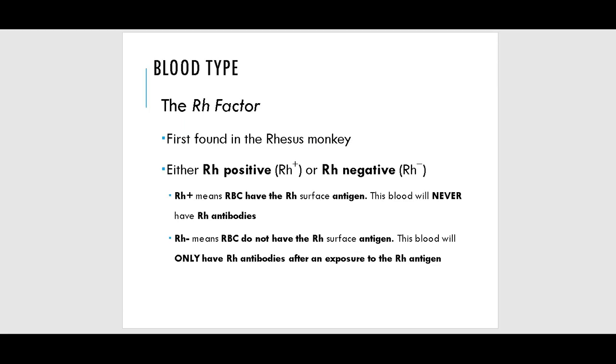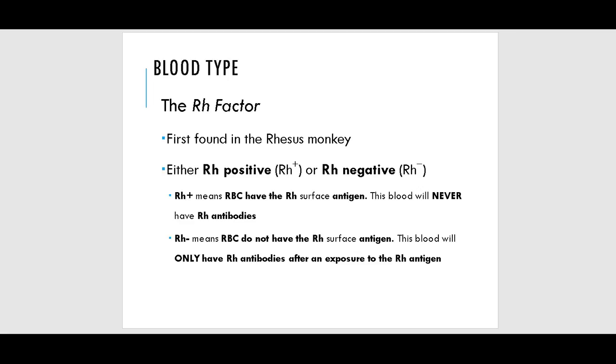Now we're going to take a second to kind of complicate it a little bit, and that's with our third antigen type, which is the Rh factor or Rh antigen. The Rh factor is named Rh because it was first discovered in the rhesus monkey, okay? Hence the Rh.